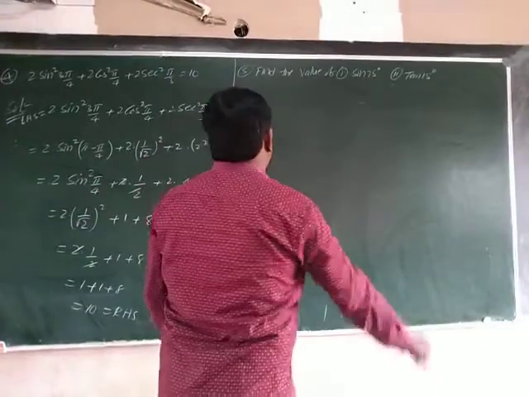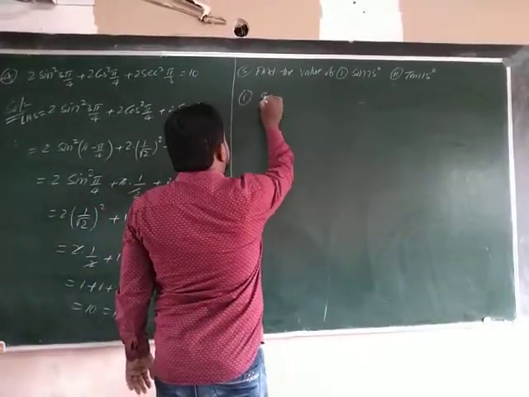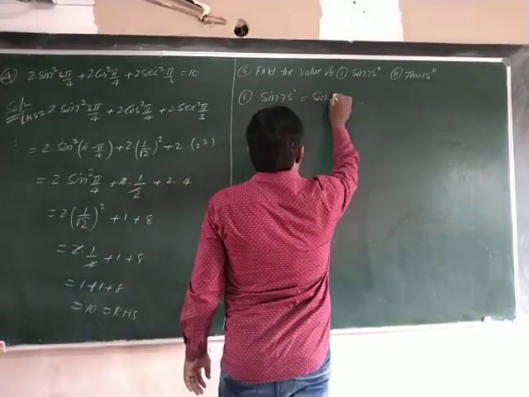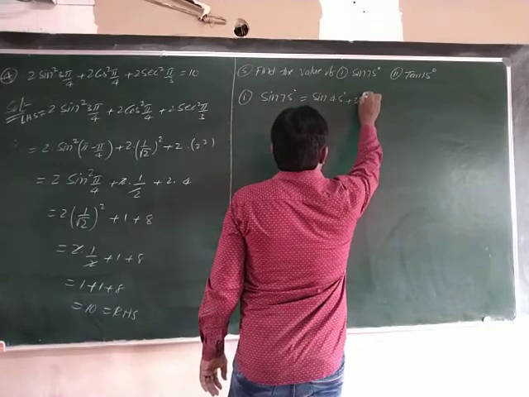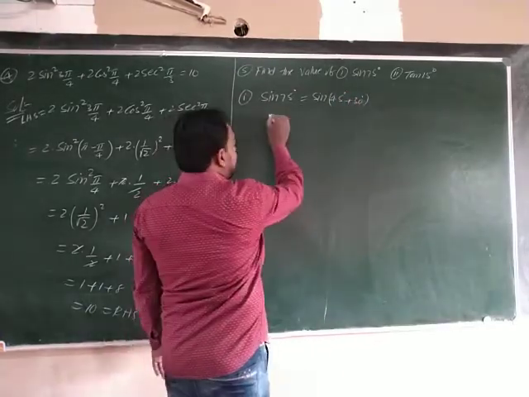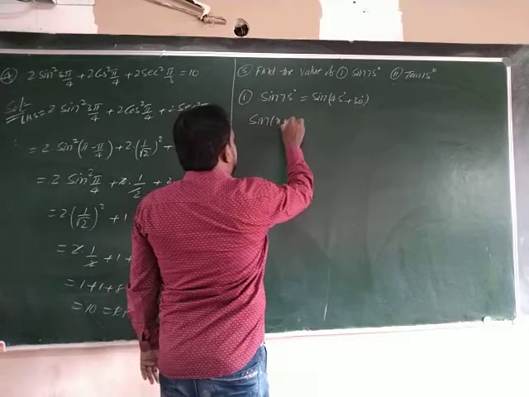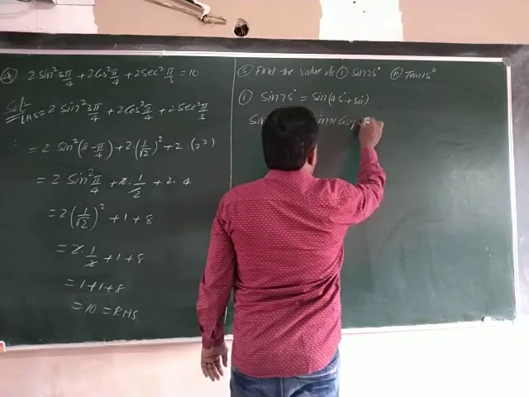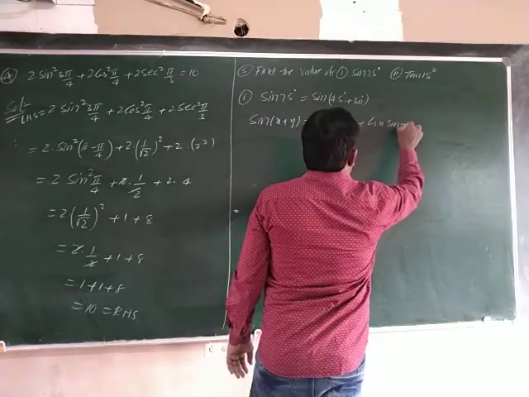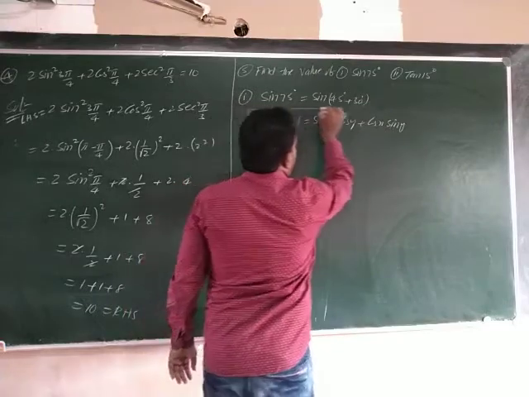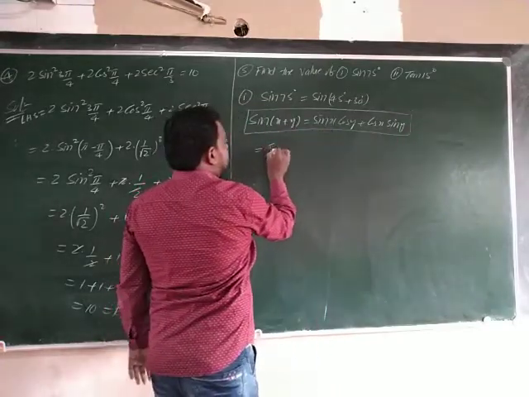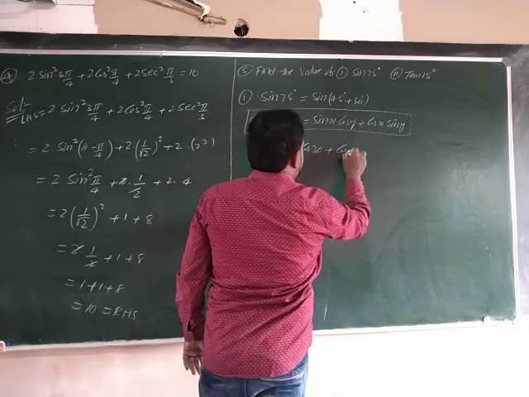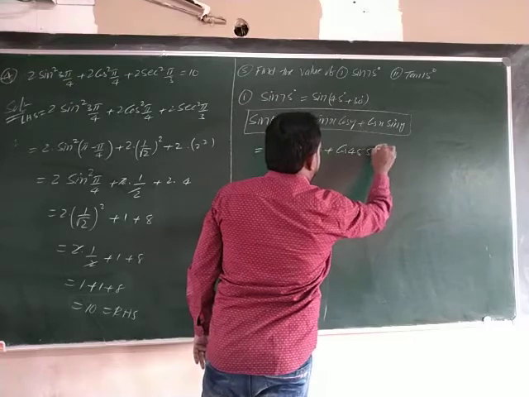Simple problems. First one, sin 75 degrees is equal to sin(45 plus 30). 45 plus 30 is 75. It is in the form of sin of x plus y. Sin x plus y formula: sin x cos y plus cos x sin y. Right? Now we apply sin 45 cos 30 plus cos 45 sin 30.